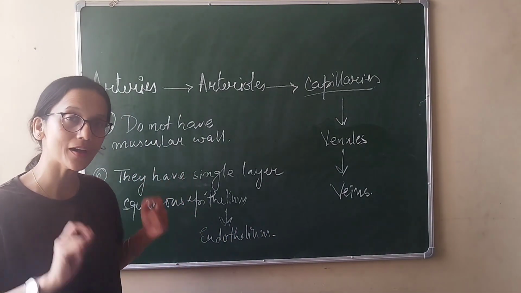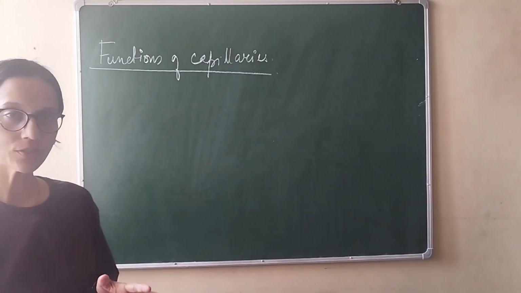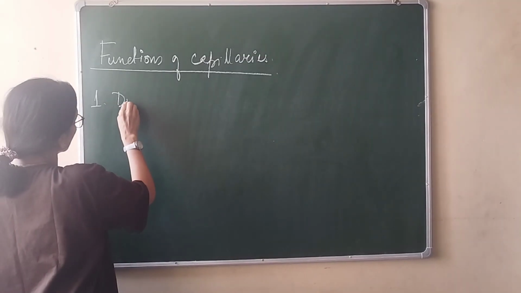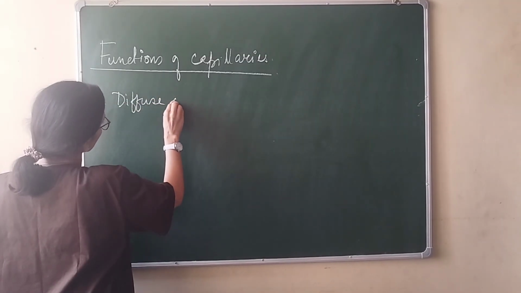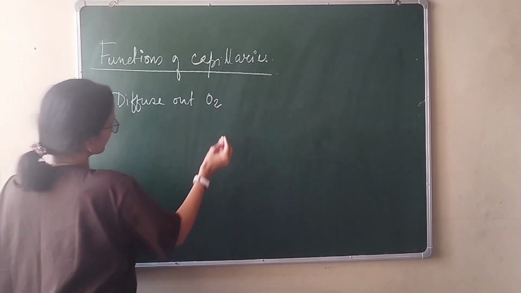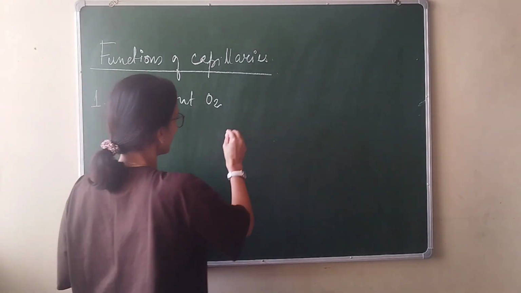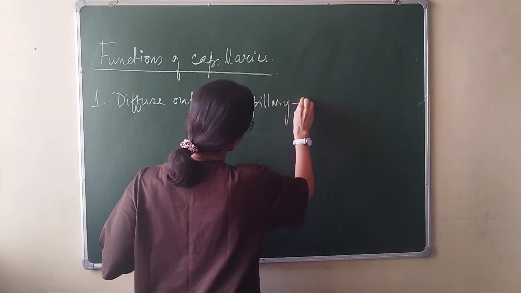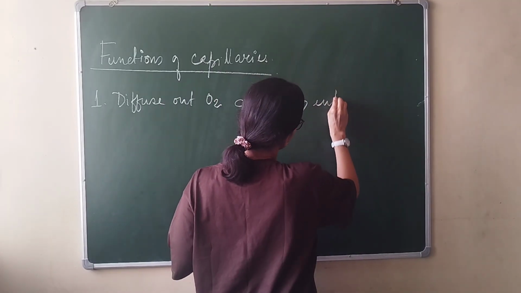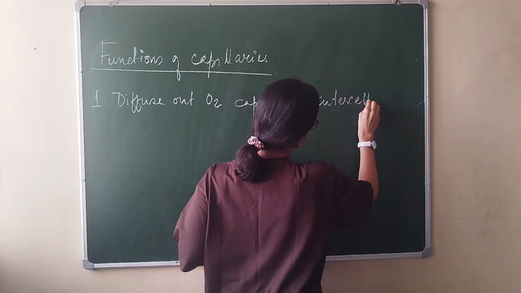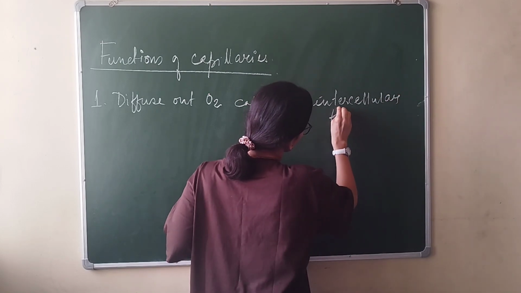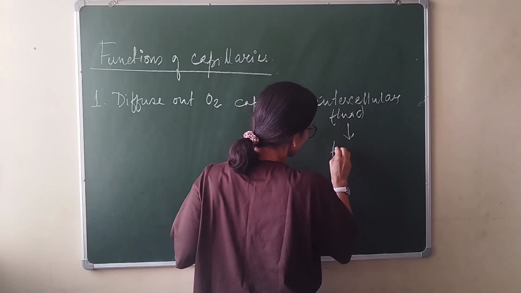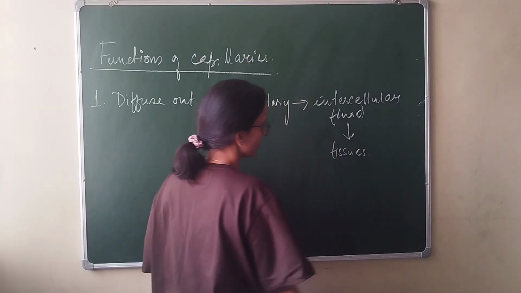Okay, now let's see the functions that they perform. Functions of capillaries में सबसे पहला function that they help is to diffuse out oxygen from कहाँ से? From the capillary to intercellular fluid and intercellular fluid से finally it goes to the tissue. तो concept क्या है?